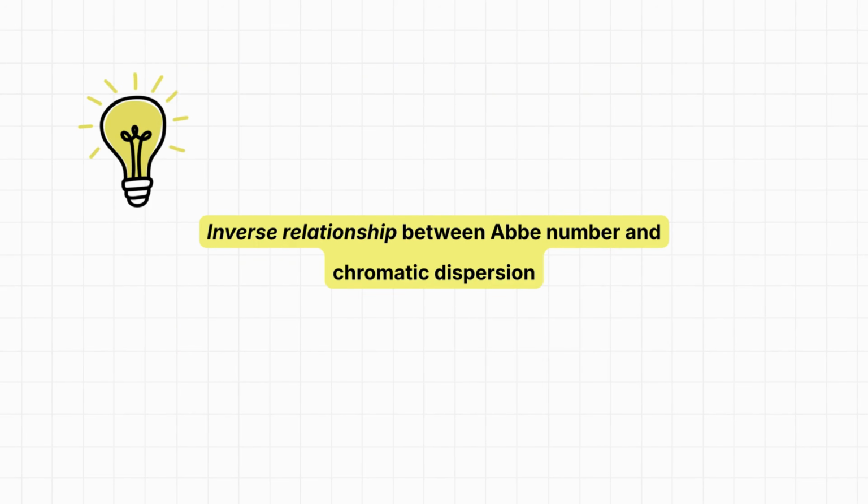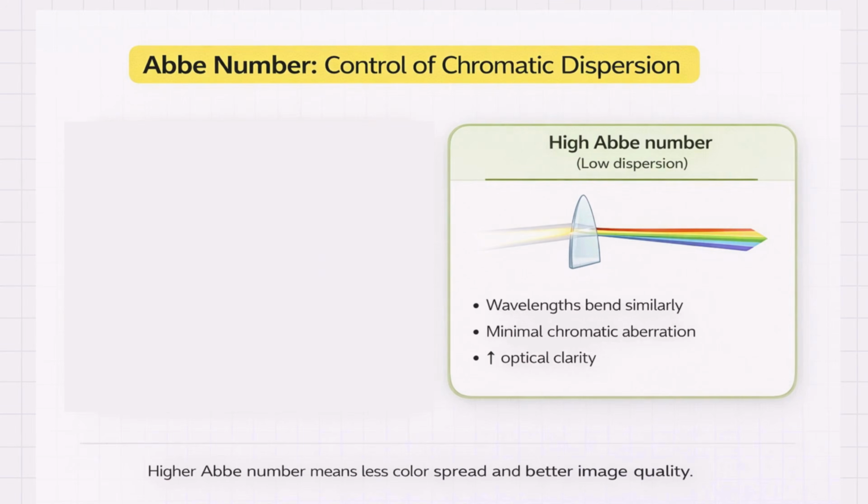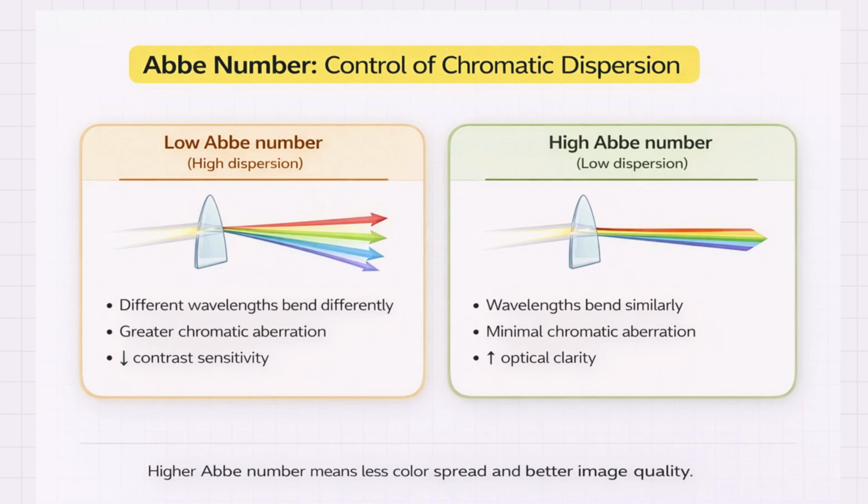So there is an inverse relationship between the Abbe number and the chromatic dispersion. A higher Abbe number means lower chromatic dispersion, so all the wavelengths of the light are going to focus more uniformly on the retina, producing a sharper image. A lower Abbe number means greater dispersion of these colors, leading to color fringing and reduced contrast sensitivity.